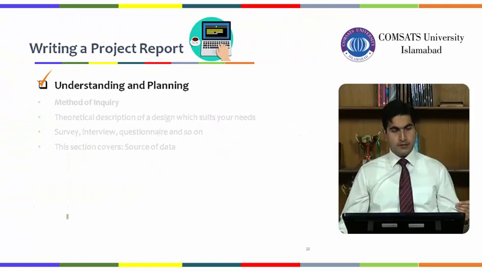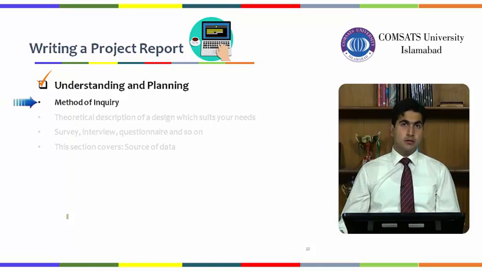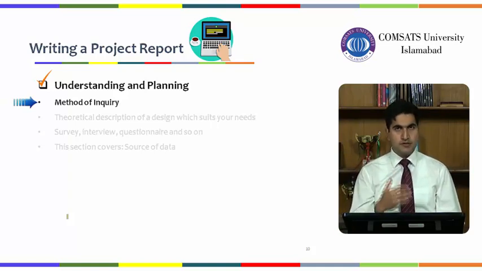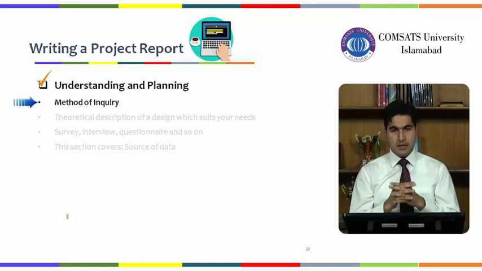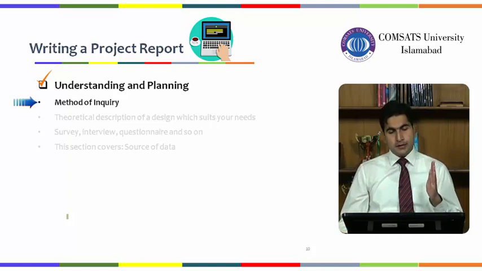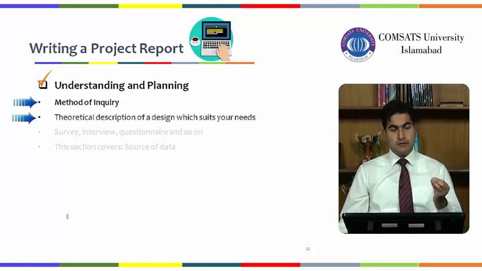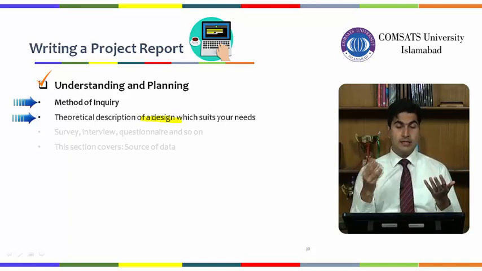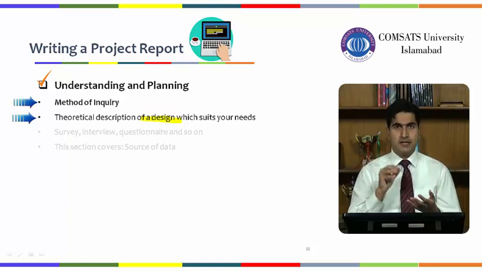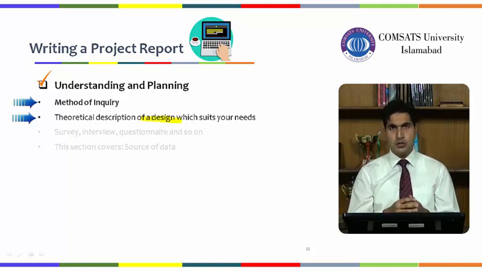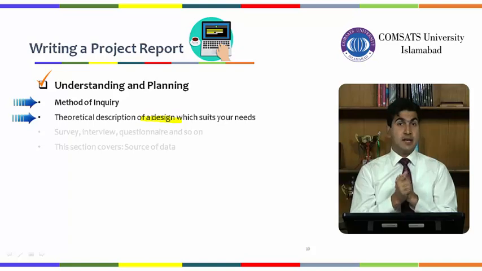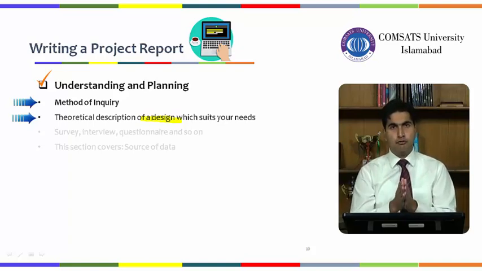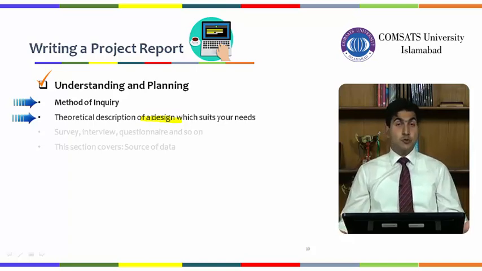The next stage is to write the methodology. What method was there for the inquiry, for the whole study, and how you have carried it out. Within this method of inquiry section, you have to theoretically describe the whole design through which you have carried out the study: how you have defined your population, how you have taken the sample, what sampling technique was there, and how you have collected the data from that sample. What sources of data collection were used to extract data from that sample of the population. So this is the place in which you have to clearly determine the design which suits your needs.